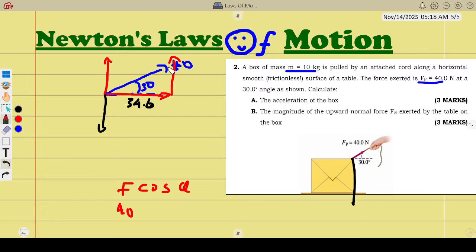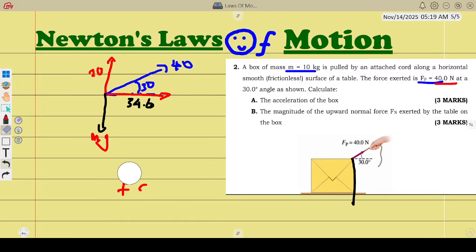Okay, so let us write what is the y component. Remember, it will just be F sine theta. Our F is already given, it's here, 40. So what is 40 sine 30? You get 20. So our y component is 20 here. So this is mg, the mass.